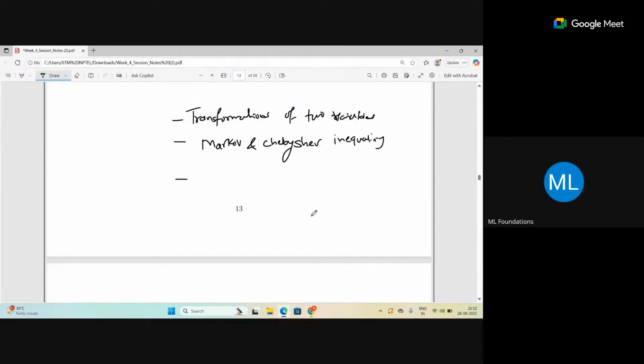So transformations of two random variables, Markov and Chebyshev inequality. You should know how to find, given the two random variables, the probability that Z is less than or equal to 8 or like that. That kind of problems. You should know how to convert that into a standard normal variable, that is (x minus mu) by sigma, and then find the probabilities, including the conditional probabilities.